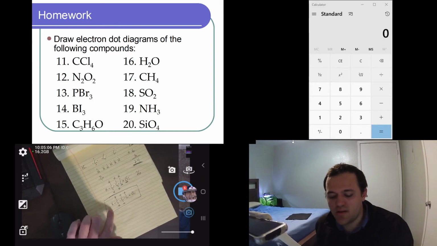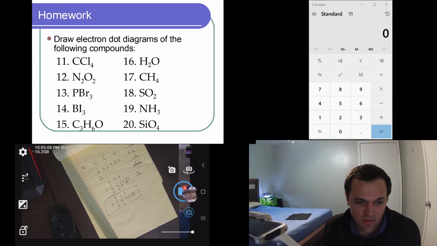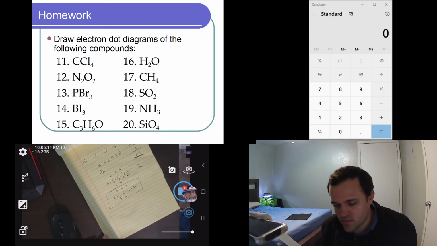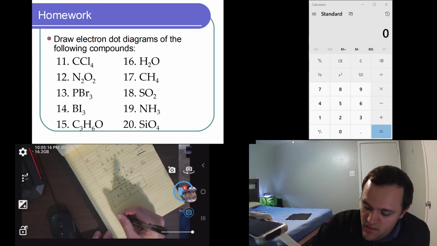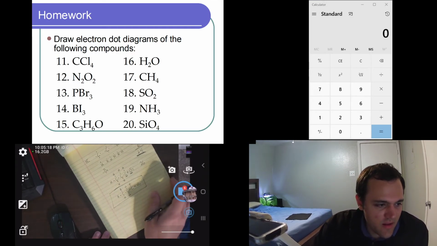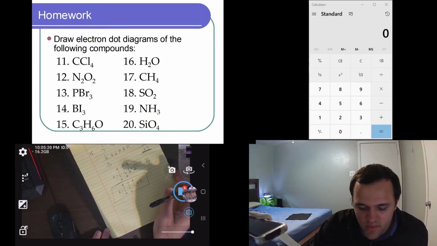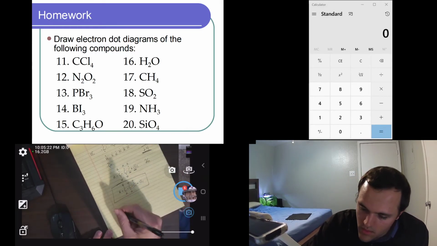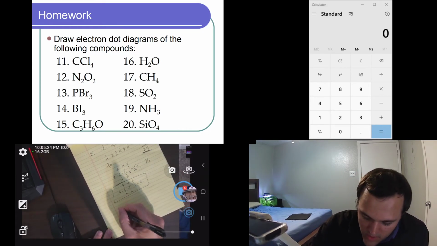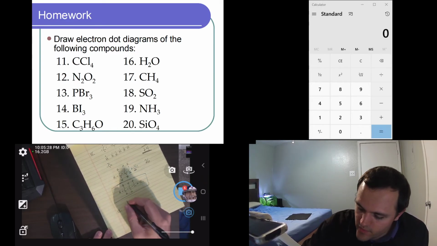All right, and that's about as hard as they'll get. That's why I walked through this one. A lot of these other ones on here are going to be much easier than that. All right, so let's do one more real quick, and then I'll leave the other 7 of them to you guys. So we'll do number 18 as well, which is SO2.